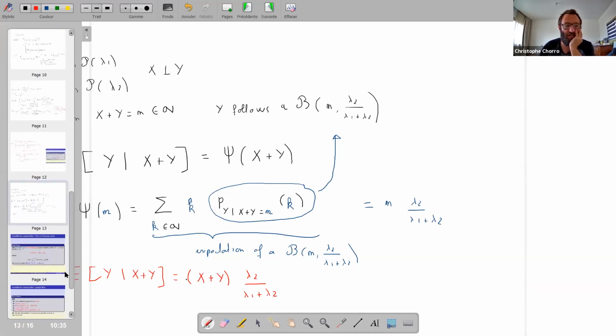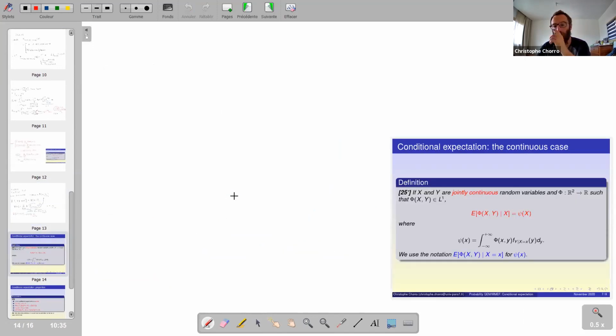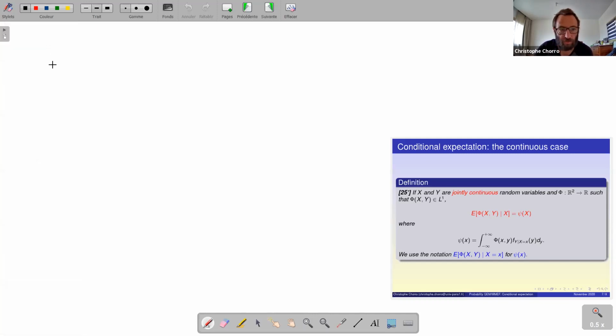So let's see now what happens in the continuous case. In the continuous case, it's exactly the same thing, and you just replace the conditional probability mass function by the conditional density function. So let's remind ourselves of the same thing as previously. When you are in the continuous case, if you want to compute the expectation of a function of X, it will be an integral of phi of x multiplied by the density function of X.